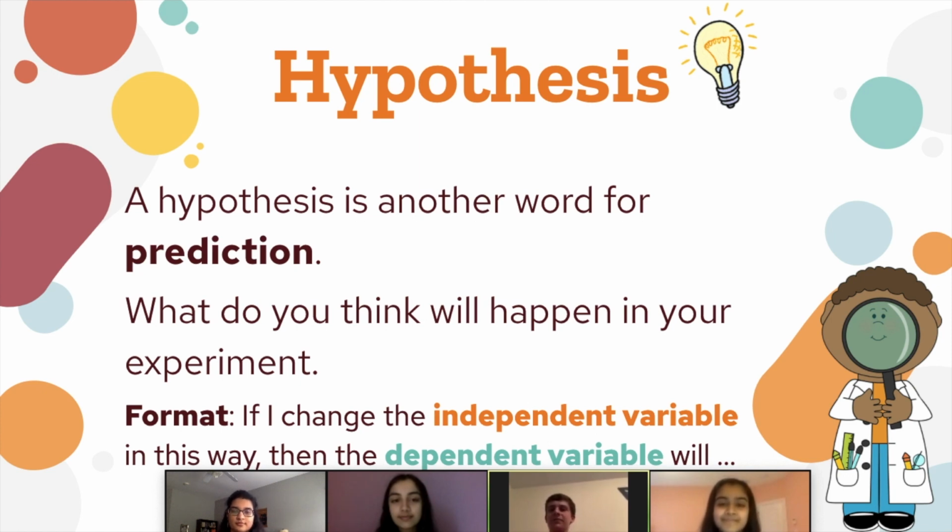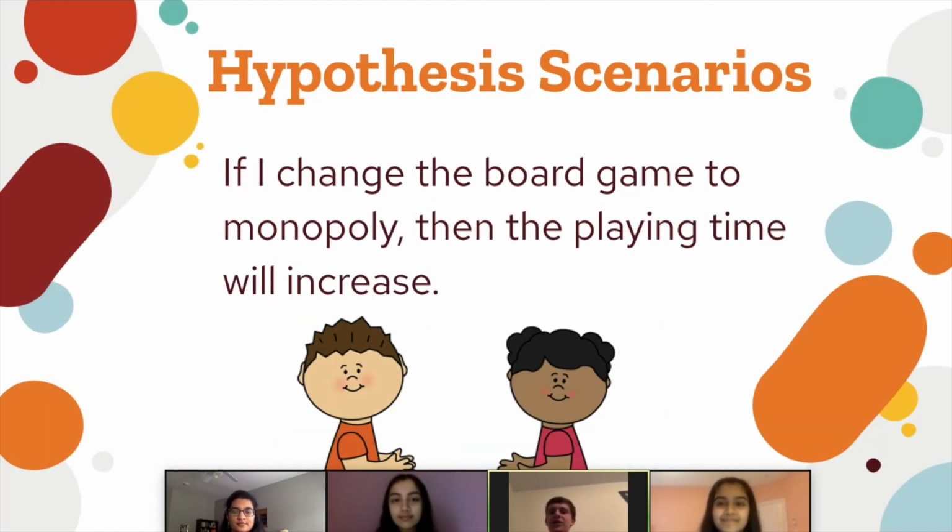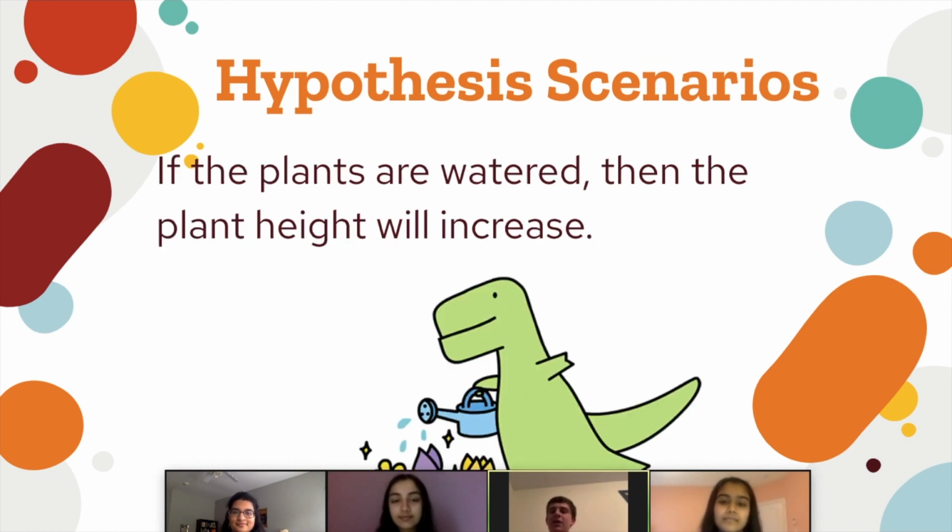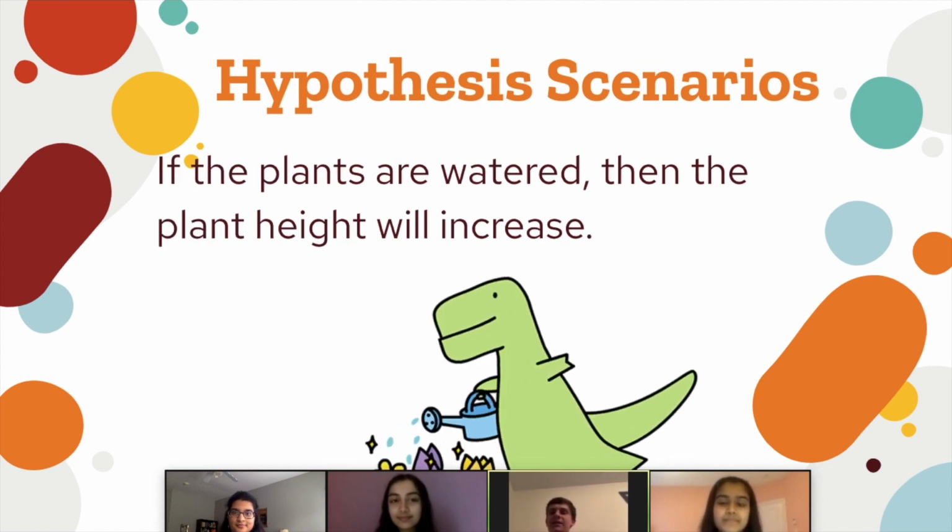For example, if I change the board game, which is the independent variable, to Monopoly, the way you're going to change it, then the playing time, the dependent variable, will increase, which is my prediction in this experiment. Or for a more scientific example, if the plants are watered, then the plant height will increase.